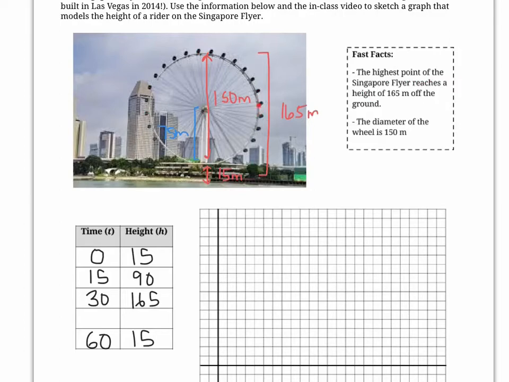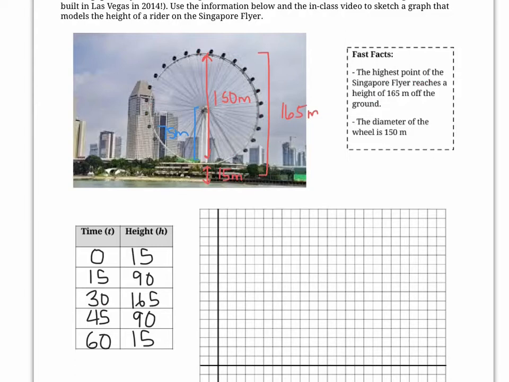So we've got our quarter mark, our halfway mark. Our 3/4 mark is going to happen after another 15 seconds, between 30 and 60, so 45 seconds. And our height's going to be the exact same as it was over there. So after 45 seconds, we're going to be at a height of 90 again. So let's take a look at what this graph would look like.